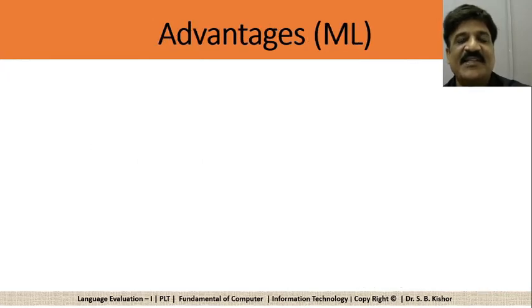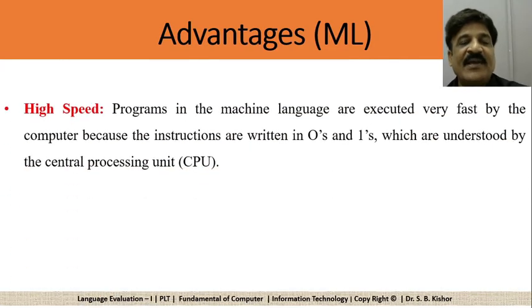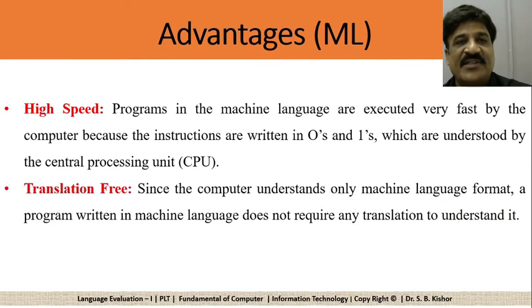So let's see first of all the advantages. High speed. Since the program has been written in the form of machine language code only, it is going to execute the program at very high speed, since it is understood directly by the CPU. Then no translation is required in order to convert this machine language into something else, because the code has already been written in the machine language itself. We don't need any kind of translation.